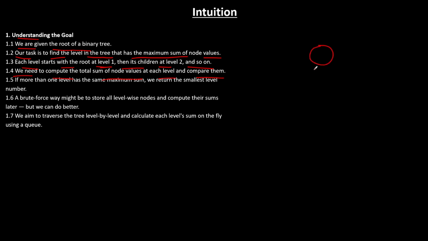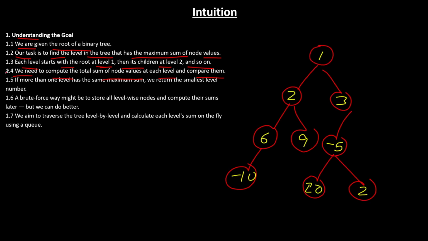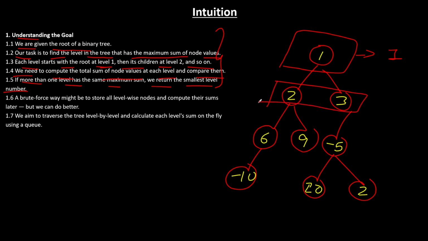So this is the tree. So if more than one level has the same maximum sum, we return the smallest level number. Okay, these are the things which are clear to us. Suppose let's go here. If you see, level 1 has a sum of 1. Level 2 has a sum of 5.